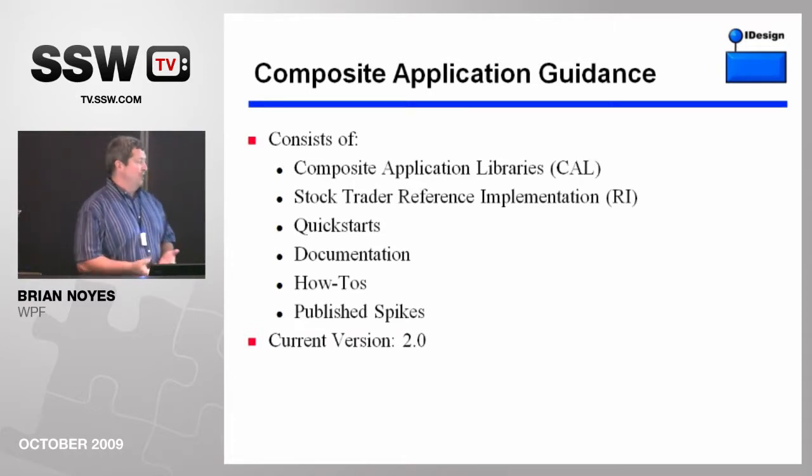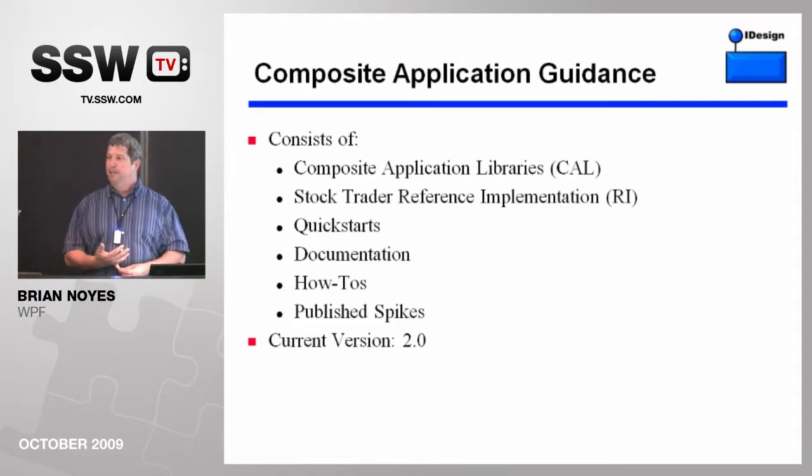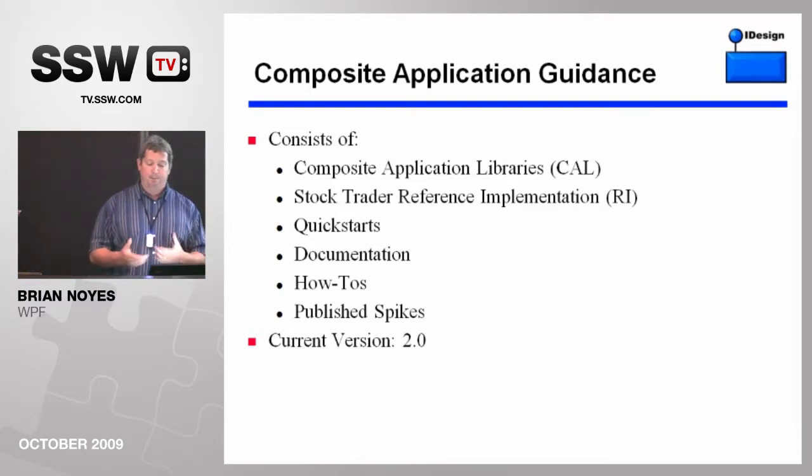So what actually ships with Prism? The most important thing to you is the first line, collectively called CAL, Composite Application Libraries. It's 3 libraries for desktop, meaning WPF, and 3 libraries for Silverlight that provide the reusable chunk of code that comes along with Prism that you build on top of.